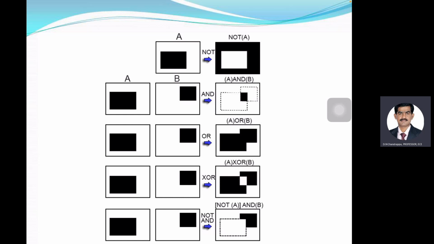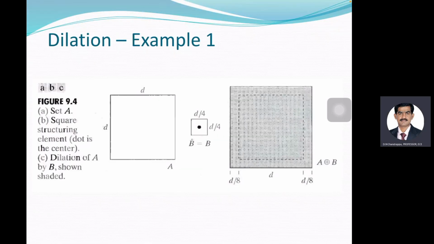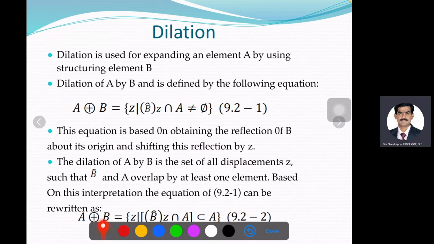So what are these dilations and erosions for? Dilation is used for expanding an element A by using the structuring element B. The equation of the dilation of A by B is defined by the following equation. Please look at that equation. This equation is very important from the examination point of view.